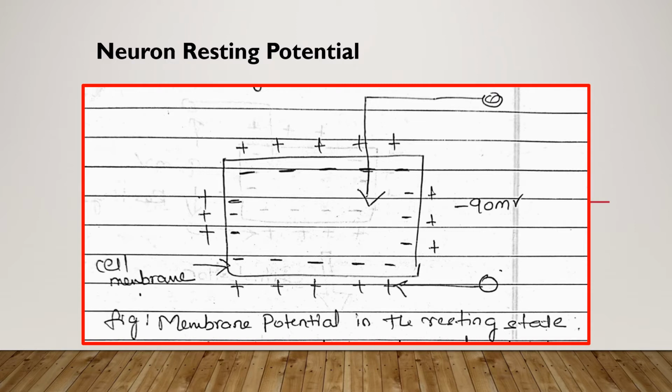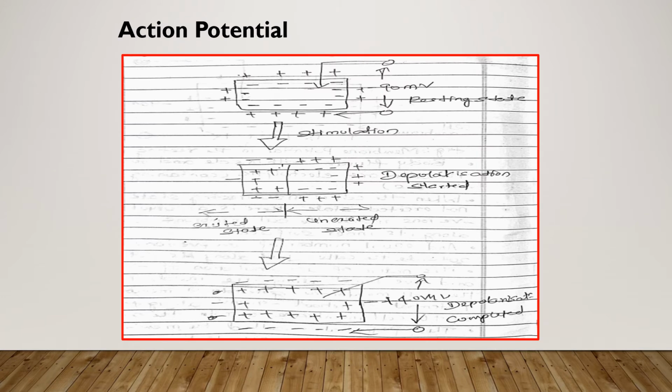This accumulation of negative ions and positive ions along the inside and outside of the cell membrane generates a membrane potential of about minus 90 millivolts along the inside of the membrane with respect to the outside. This potential is called the membrane potential or resting potential, and in this state the cell is said to be polarized. Next we will see the action potential.